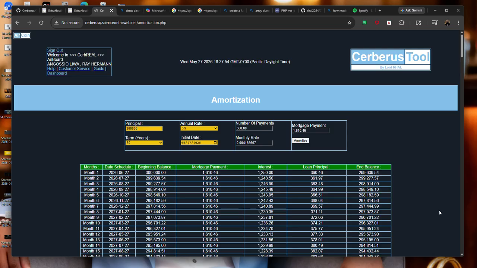And on 30 years, we're going to have 360 payments, and the monthly rate is going to be 0.004166667. And then we have the mortgage payment at $1,610.46, right? That's the whole point here.